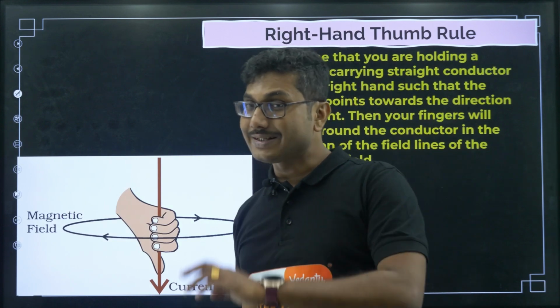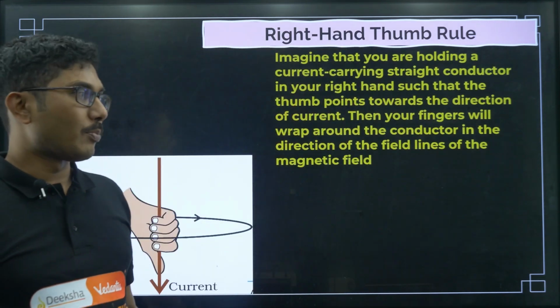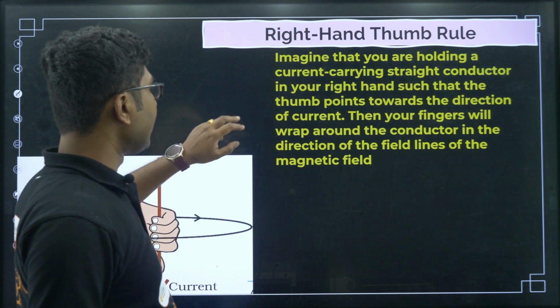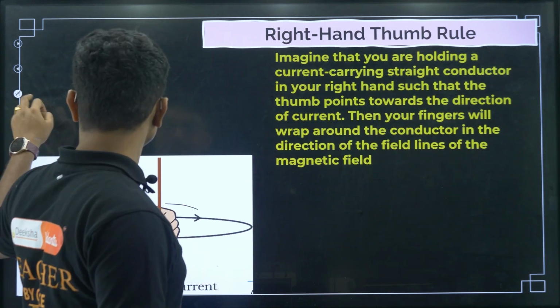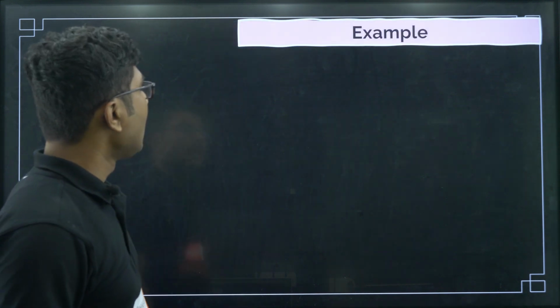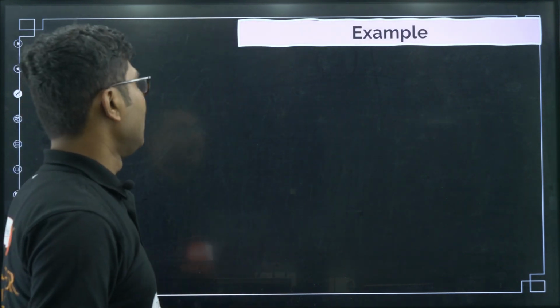Okay, this is only for a straight current carrying wire. For circular wires it is slightly more complicated, right? We will see that. Now let us move on to the next slide. Let us see one example.